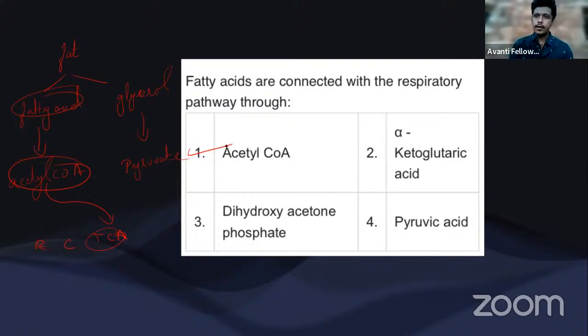If you did not understand, go back to where we understood how protein metabolism and the metabolism of fats happen. We spoke about it just now, and you will understand what I'm talking about. Okay, now the next question.